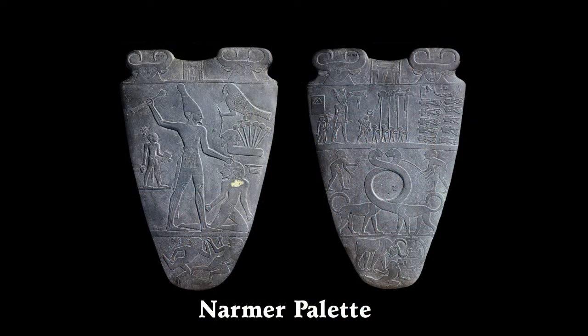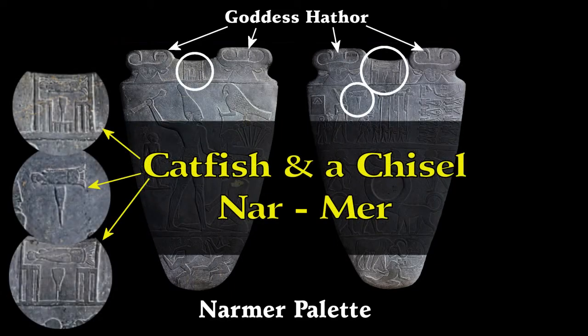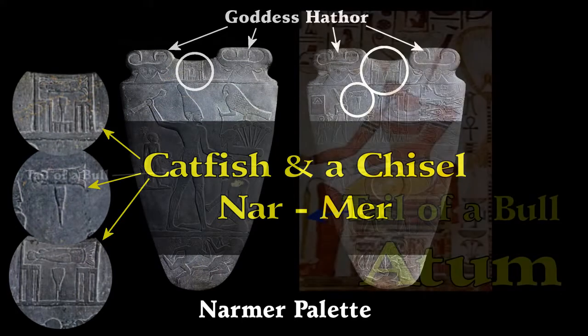If we examine the Narmer palette, we see quite a few interesting things. For instance, we have the goddess Hathor connected to cattle and the bull. Since the earliest time of Egypt, cattle have been present, as with donkeys as well. But importantly, on the Narmer palette, we can see the hieroglyph of King Narmer, the catfish and a chisel, Nar-mer. This is a very important document in several aspects, and we should look at this more closely.